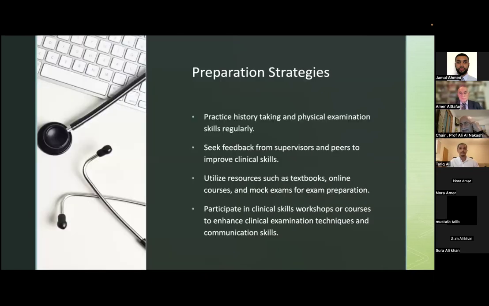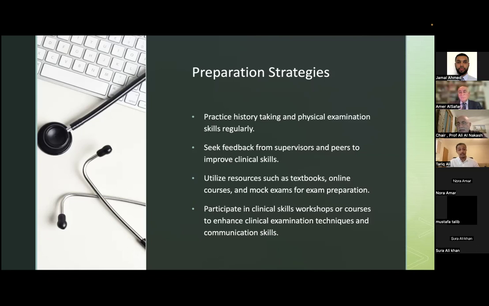Next slide. So in terms of actual preparation strategies, practice history taking, practice physical examinations, you need to be doing this regularly. And I think the best way to do this is to get feedback from either senior peers or consultants who are examiners in PACES or have previously been examiners in PACES. They will give you really pertinent details about what you're doing wrong, what things you can change, to make yourself a standout candidate, okay? So you need to be practicing regularly.